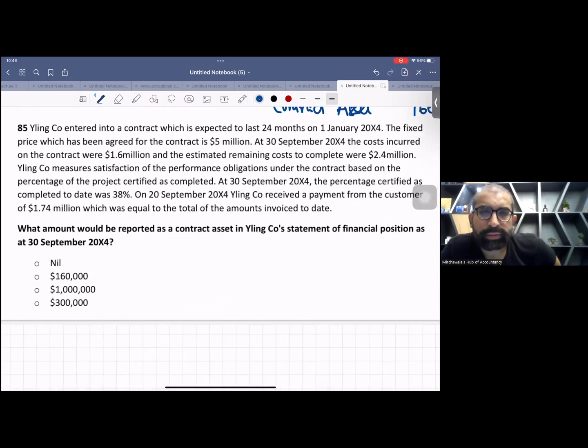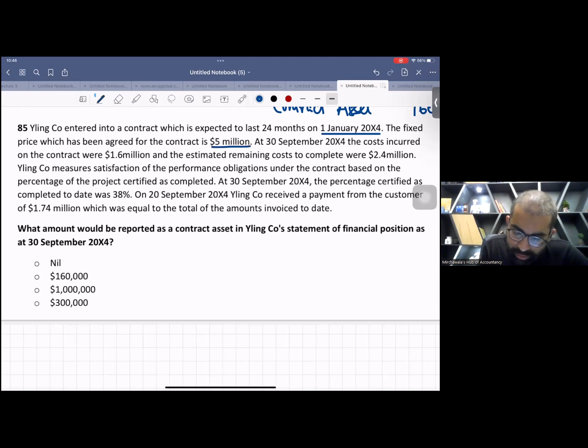Now listen, next question, be confident. This is not a big change, this is an easy change, to be very honest. Yelling company entered into a contract which is expected to last for 24 months on 1st January X4. This is the starting date. The fixed contract price, this is relevant. Your total contract revenue is 5 million.